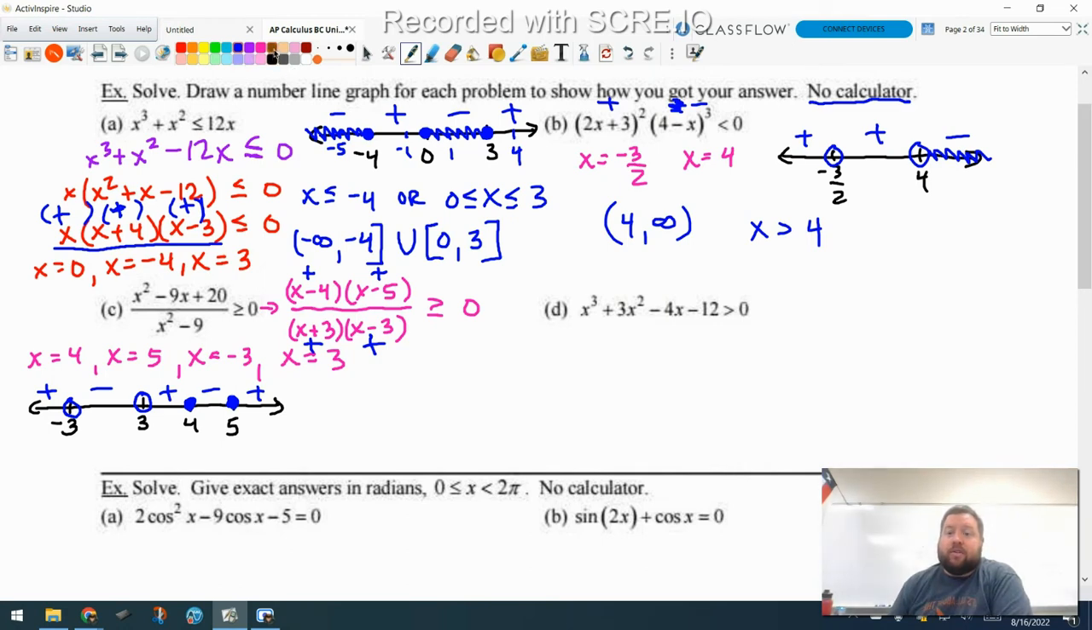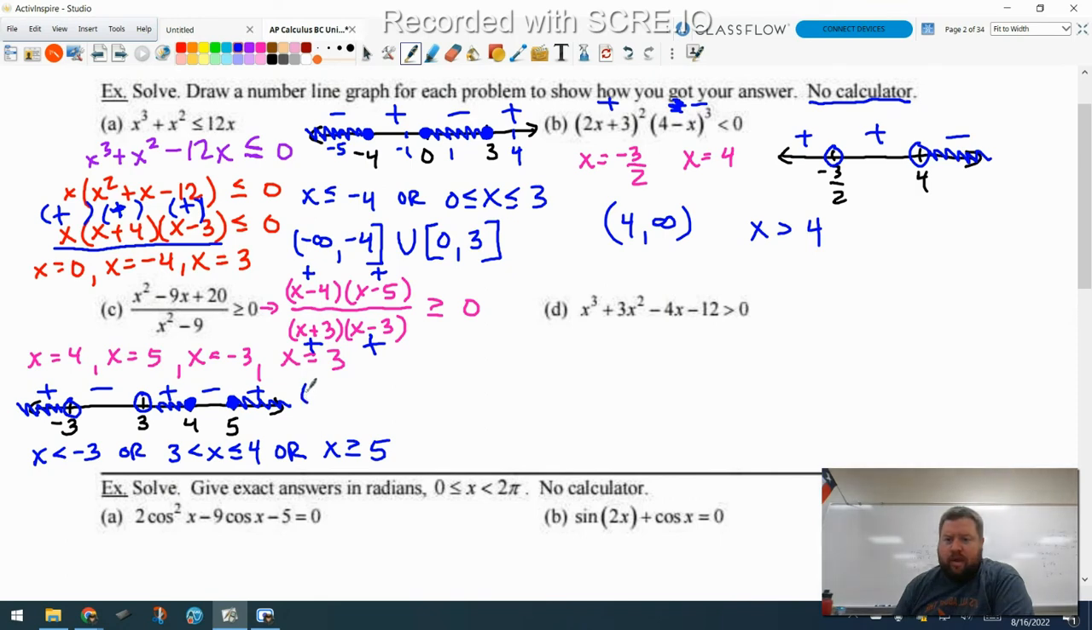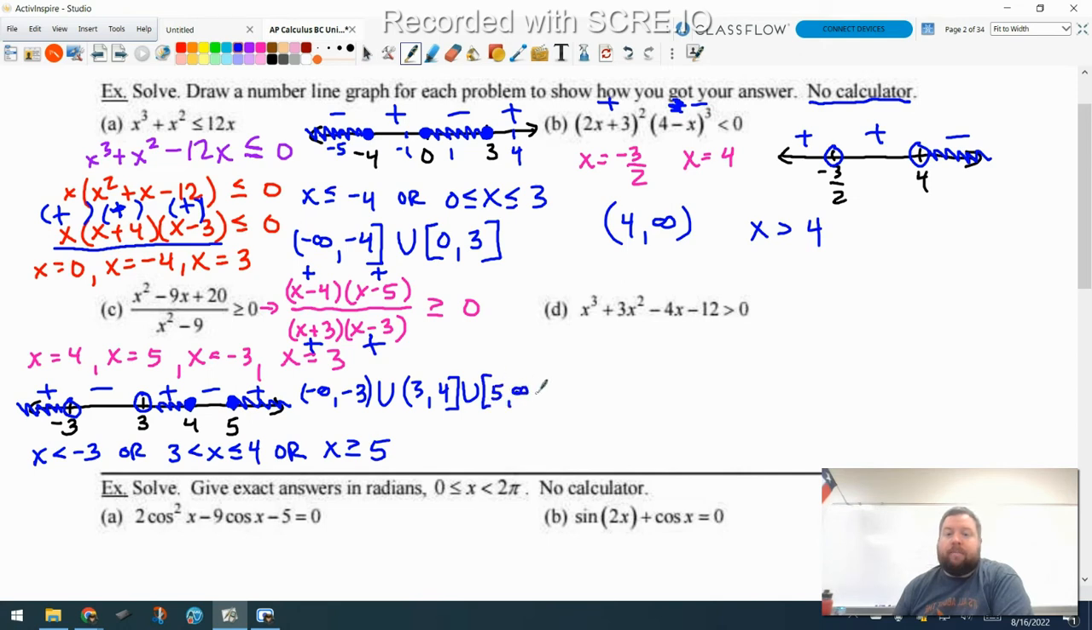We want the sections where this is greater than or equal to 0. So we want the positive sections. That's here. That's here. That's here. So we get x is less than negative 3, or 3 is less than x is less than or equal to 4, or x is greater than or equal to 5. Interval notation version: negative infinity to negative 3 excluded, union, 3 excluded to 4 included, union, 5 included to infinity. Infinities are never included.